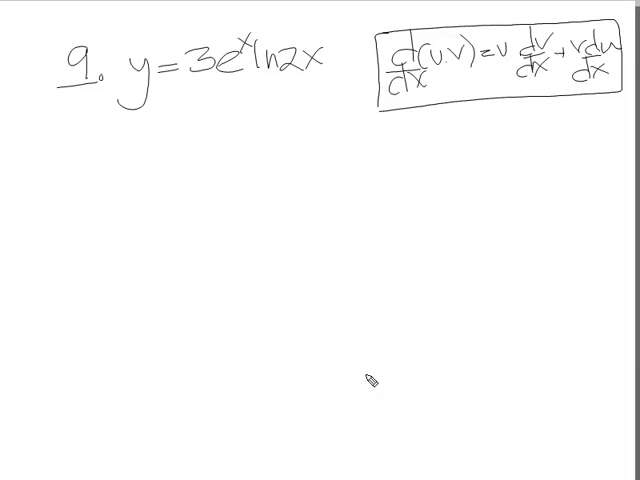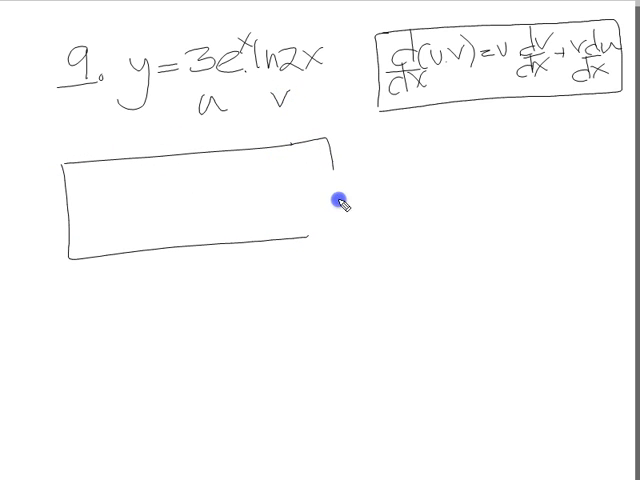Okie dokie, guys, let's have a look at question 9 then. We've got y equals 3e to the x times ln 2x. Okay, it's a product, isn't it? So we can write u times v. Let's see what happens here then, shall we? Slightly different from the ones we've done before, but nothing too bad.